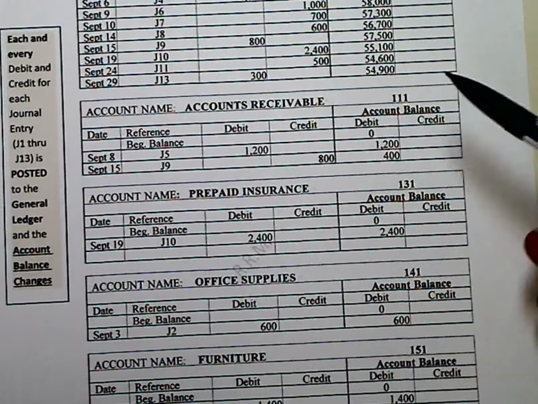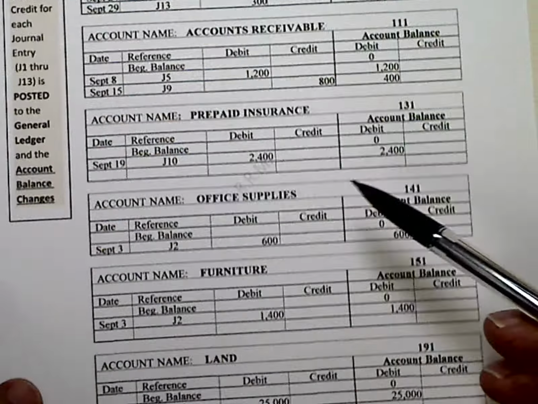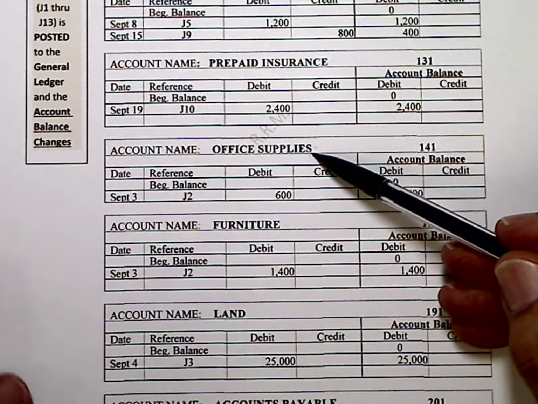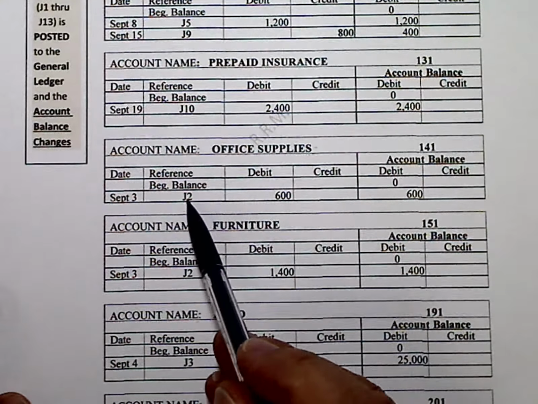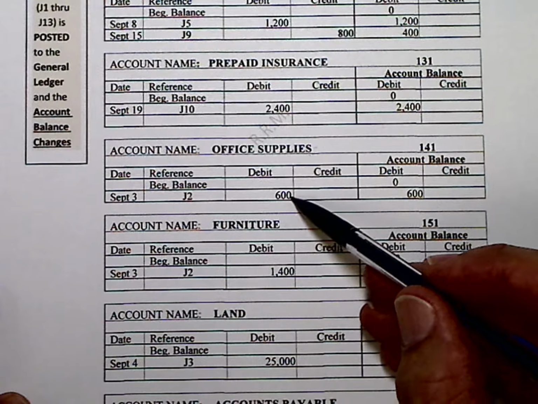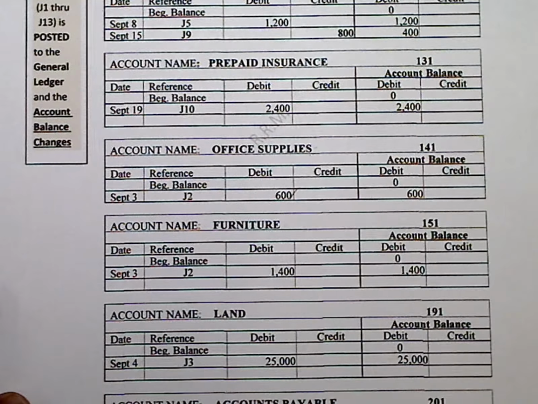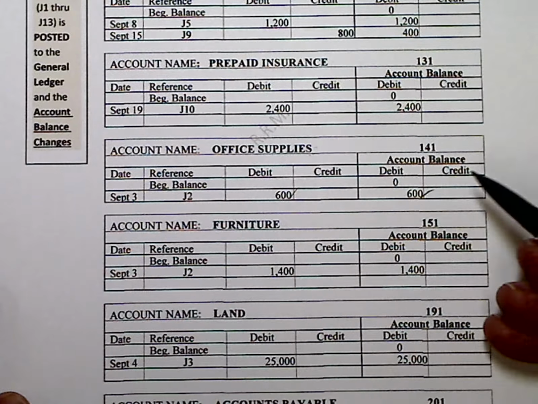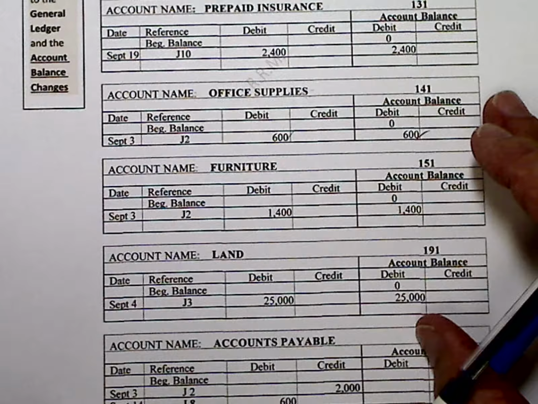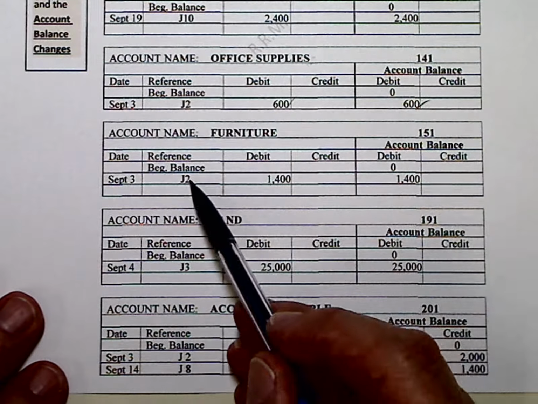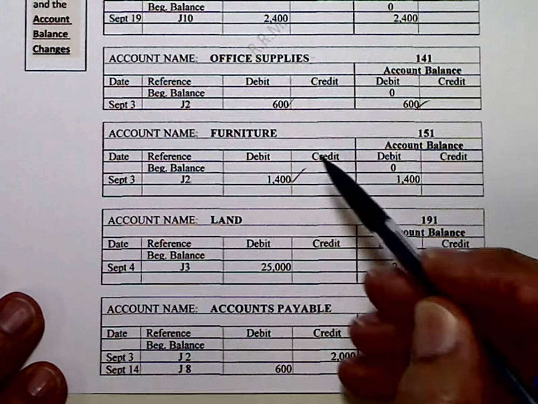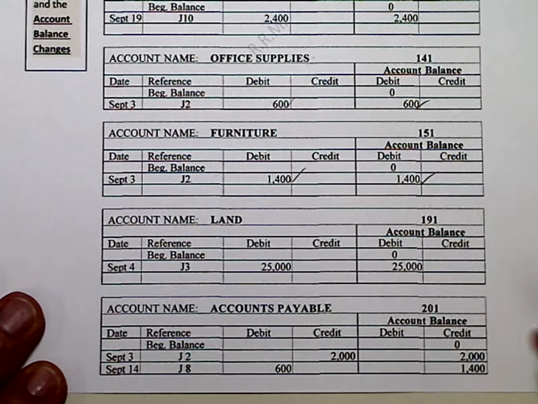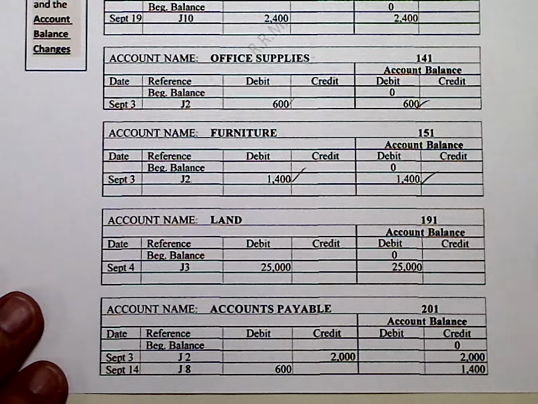Okay, office supplies. Where's office supplies? Here we go, right here. Office supplies. Journal entry number 2. Post the $600 debit. The balance goes up to $600. Here's the furniture. Journal entry number 2. Post the $1,400 and the balance goes to $1,400.